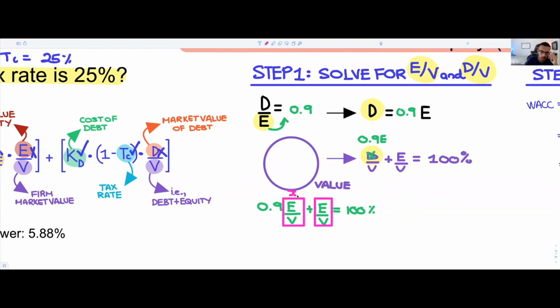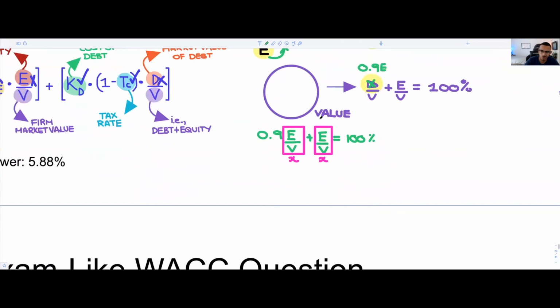So we could say, I'm going to write it here. This is going to be our X, E over V, because we don't like playing with fractions, we're just going to call it X. And then we could solve for X really easily, super quickly. So let's go ahead and do that. We could write this as being 0.9 X plus X is equal to 100%.